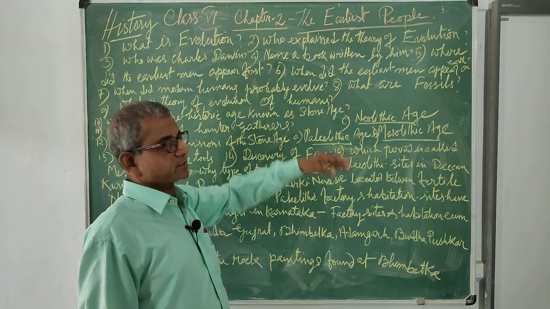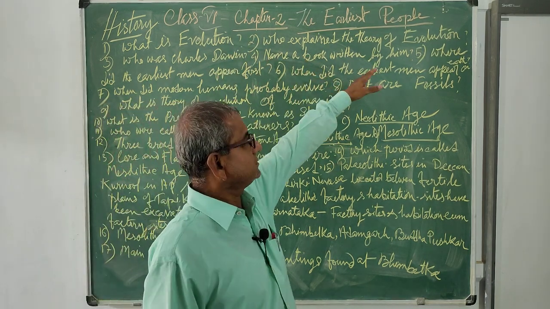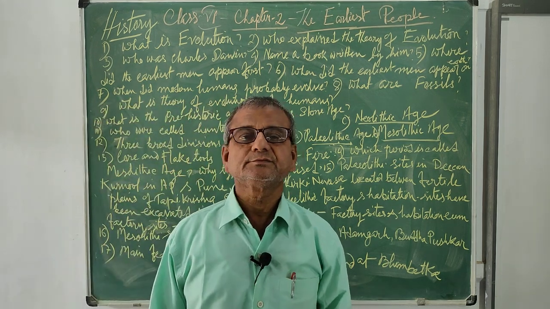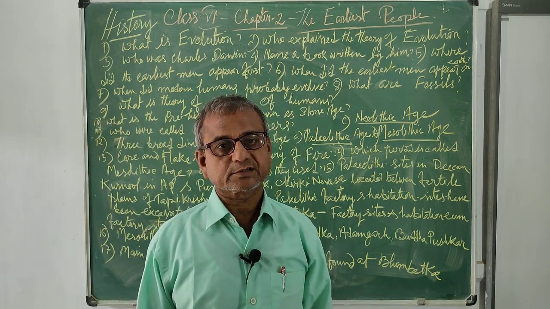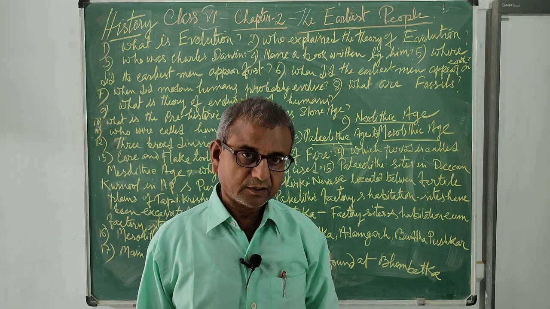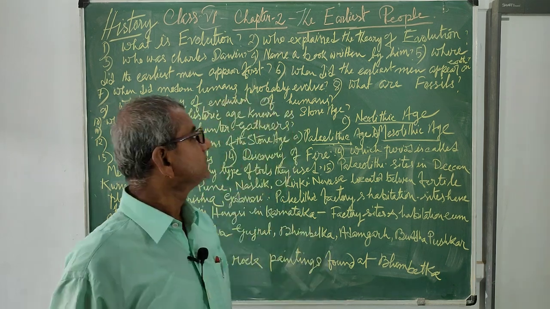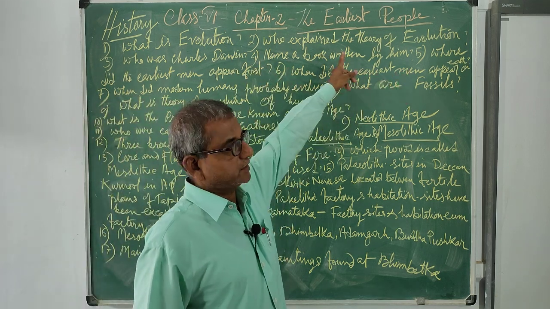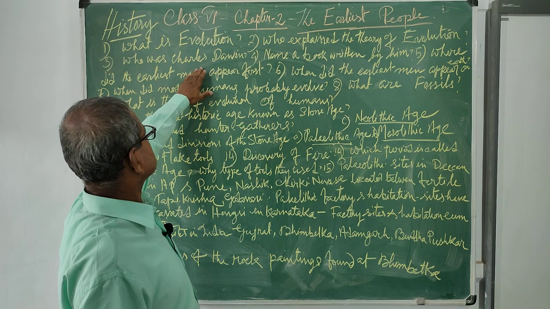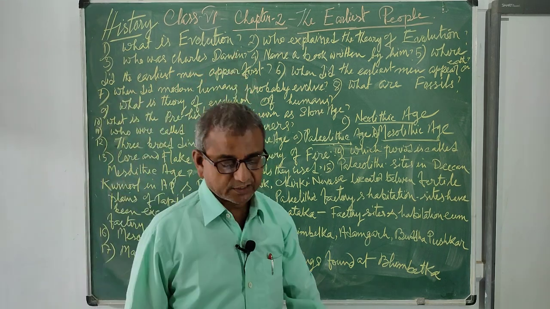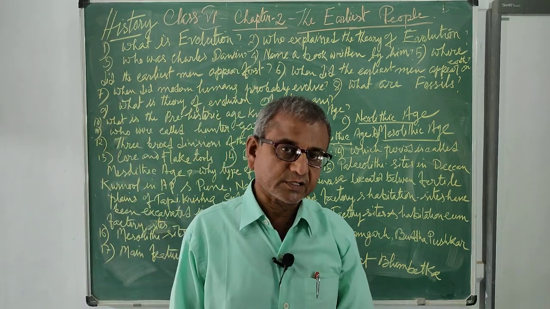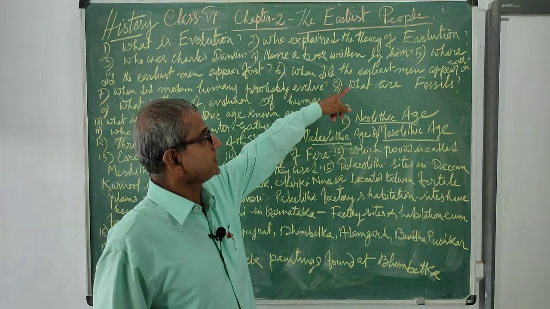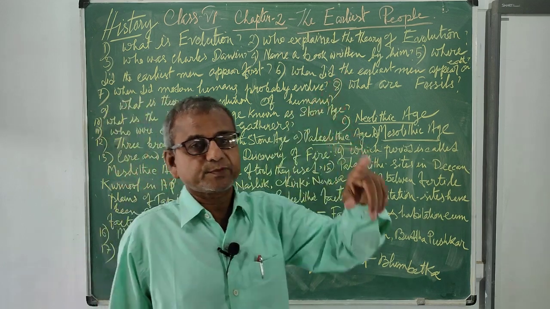The theory of evolution, who explained the theory of evolution? It was explained by a great scientist or naturalist, Charles Darwin of England. Who was Charles Darwin? He was a famous naturalist, and a book written by him is On the Origin of Species.